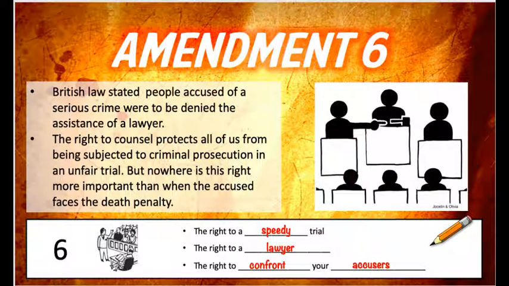Amendment 6 is the right to a speedy trial, the right to a lawyer, and the right to confront your accusers. So, if you are accused of a crime, you have the right to a lawyer. And even if you cannot afford a lawyer, one will be provided to you. Okay, you also have the right to a speedy trial. They can't just throw you in jail and leave you there for years without having any resolution.